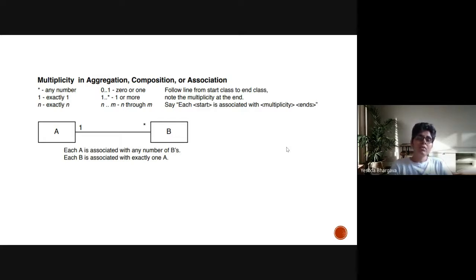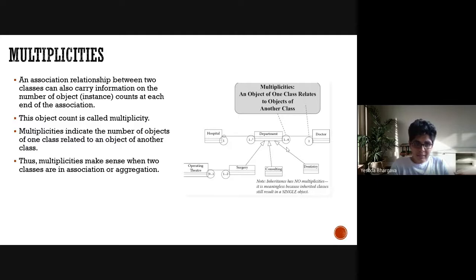Then moving on to another important concept of multiplicity. Multiplicity helps you understand the number of objects of one class which are related to an object of another class. Normally, when two classes are associated with each other, they also carry information on the number of objects count at each end of the association. So, a class is associated with how many objects of another class and vice versa. This relationship is shown by something called multiplicities.